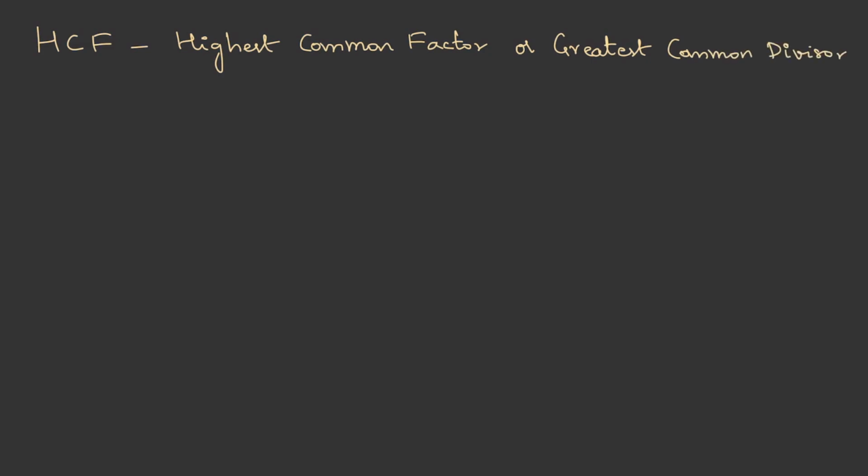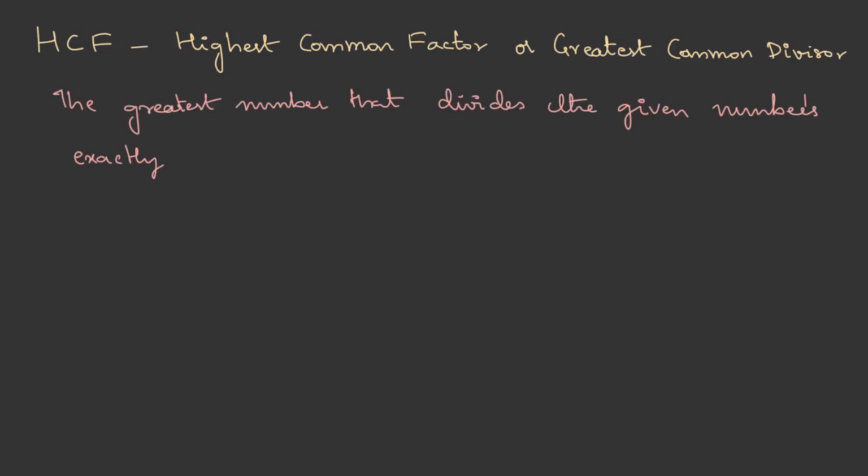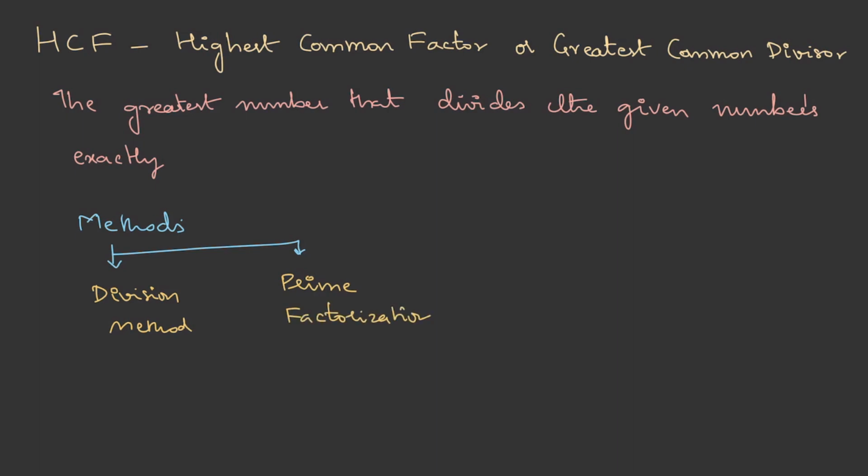Now let's learn about HCF. The full form of HCF is highest common factor, or sometimes it's also called the greatest common divisor. What it means is, it is the greatest number that divides the given numbers exactly. And again in this we have two methods. The first method is the division method and the second one is prime factorization.